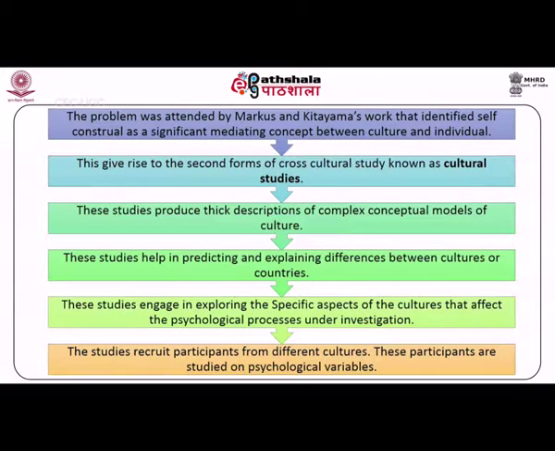This gave rise to the second form of cross-cultural study known as cultural studies. These studies produce thick descriptions of complex conceptual methods of culture. These studies help in predicting and explaining differences between cultures or specific countries. These studies engage in exploring the specific aspects of the culture that affect the psychological processes under investigation.